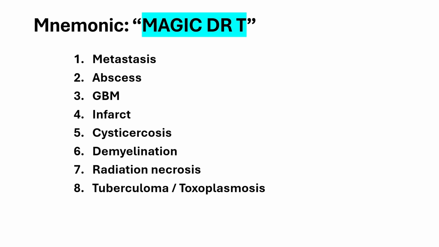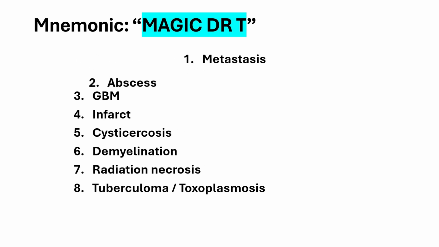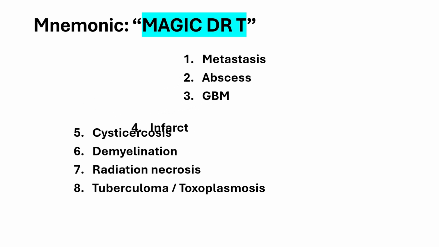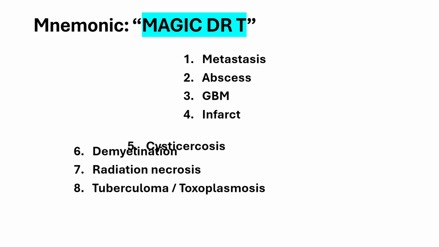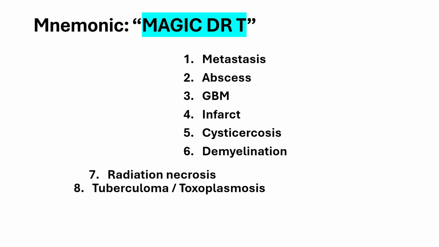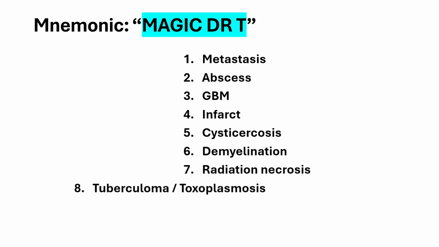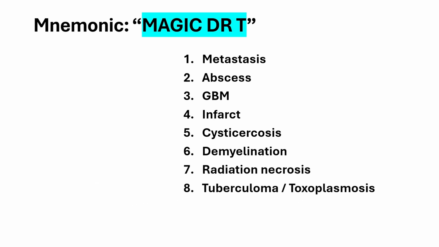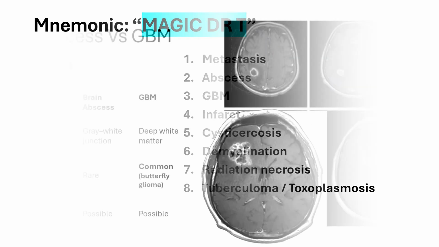Mnemonic to remember ring enhancing lesion is MAGIC DRT. M for metastasis, A for abscess, G for GBM, I for infarct, C for cysticercosis, D for demyelination, R for radiation necrosis, and T for tuberculoma and toxoplasmosis. So, this is the mnemonic to memorize the ring enhancing lesions.